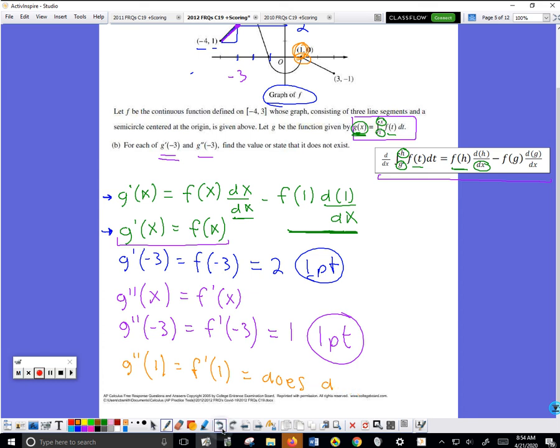So they didn't ask us for this on this problem, but I know in past years I've always had students ask, what do they mean by state that it does not exist? If you had something like that, you would get does not exist.